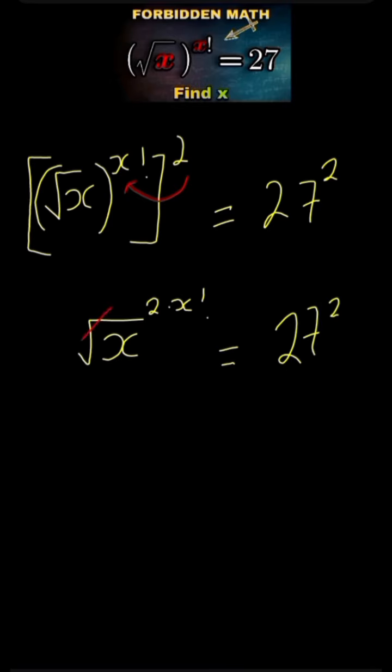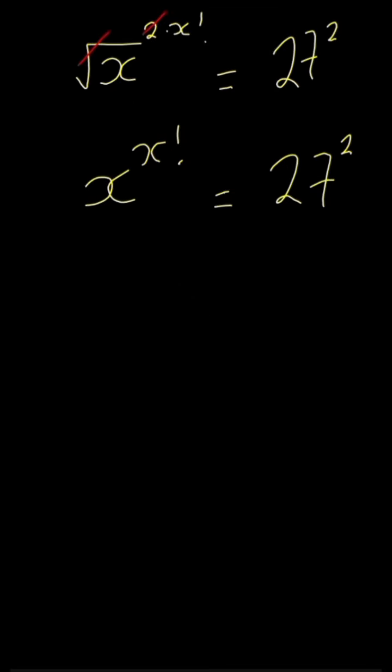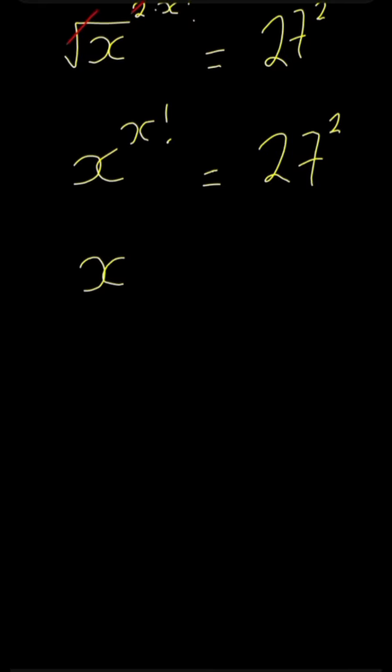Square root always eliminates square. Therefore, we'll be left with x to the power of x factorial equals 27 squared. Notice that 27 is a perfect cube. It means that we can express 27 as 3 to the power of 3. Let us do that. We will have x to the power of x factorial equals 27 written as 3 to the power of 3, all squared.